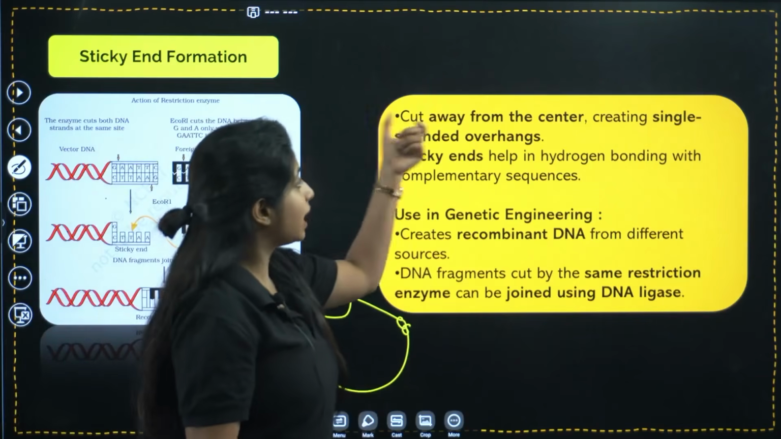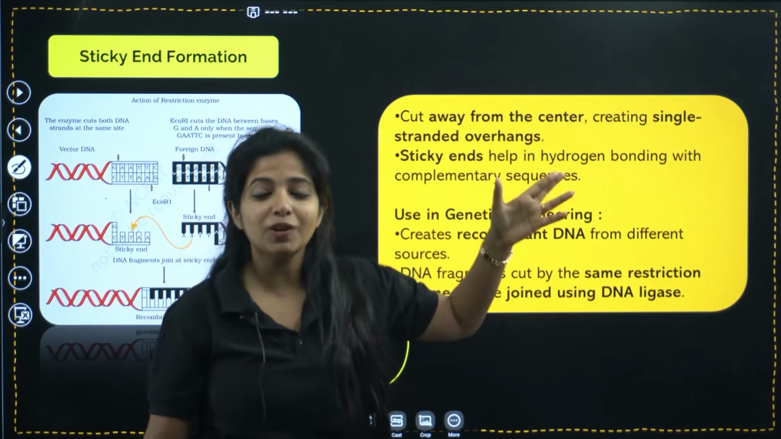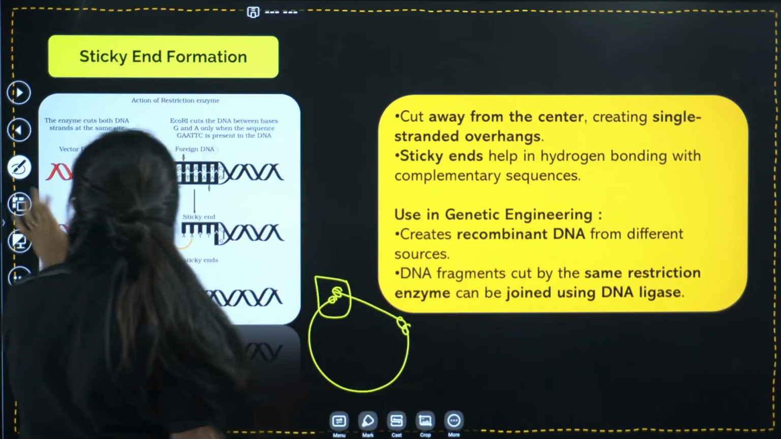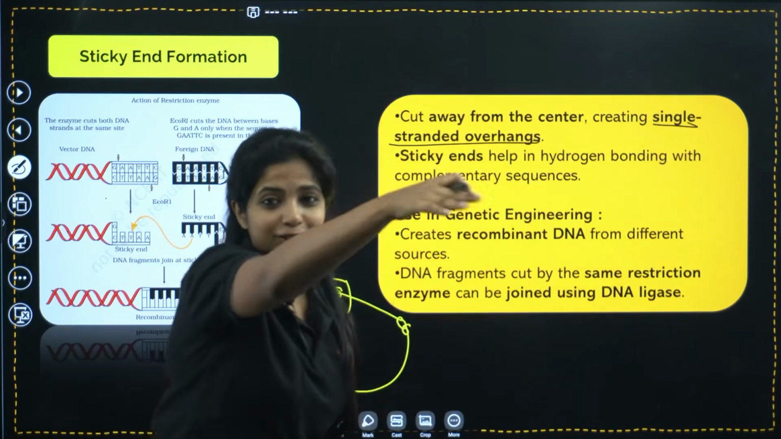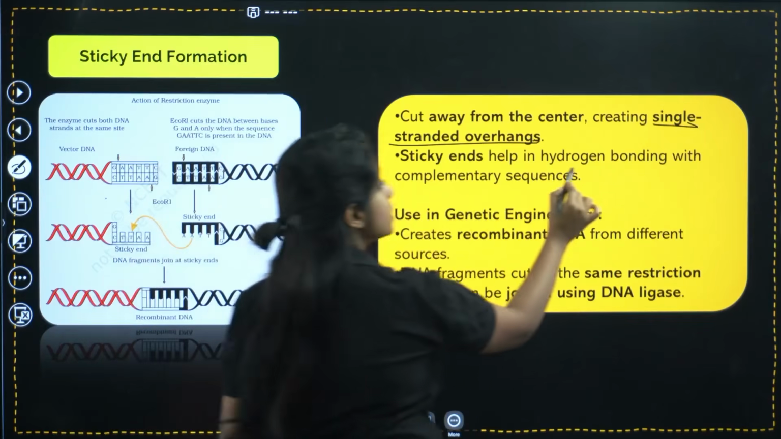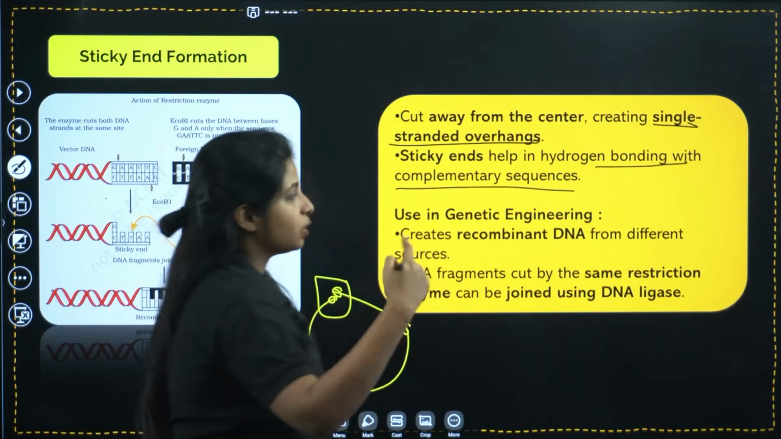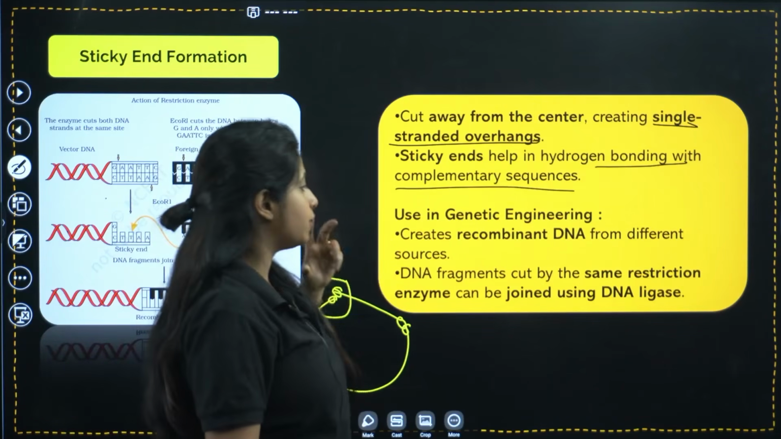So first of all, it cuts away from the center, creating single-stranded overhangs. Okay, so what is going to happen? Whenever restriction enzymes cut, please remember they will be forming what? Single-stranded overhangs. So there is an overhang that is being made, and it is single-stranded as well. Sticky ends help in hydrogen bonding with the complementary sequences out there. And what is the use in genetic engineering? It creates recombinant DNA from different sources.